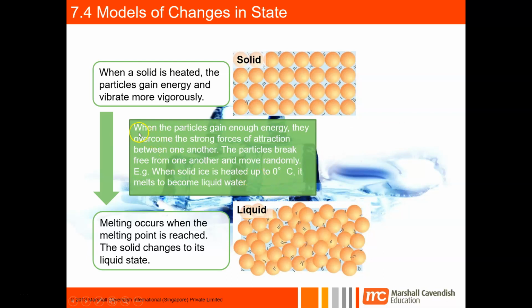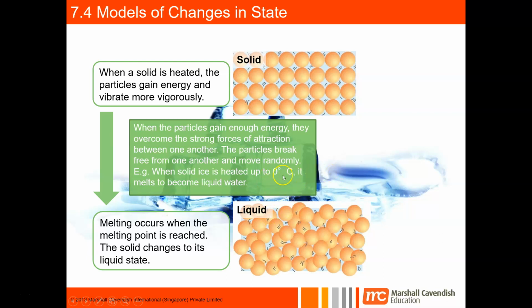Using this here, when the particles gain enough energy, they overcome the strong forces of attraction between one another. So this was the bond that I was referring to. And the particles will then break free from one another and start to move randomly. So when solid ice is heated to 0 degrees Celsius, it will then melt to become liquid water. So what is the melting point of water? Oh, sorry, not melting point of water. What's the melting point of ice? The melting point of ice is 0 degrees Celsius.